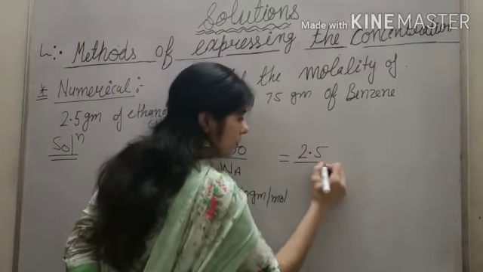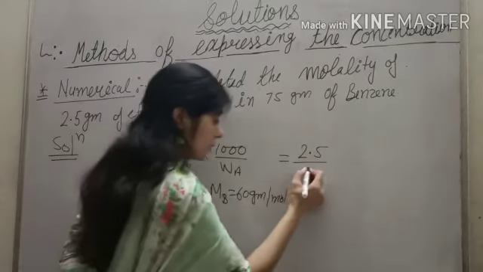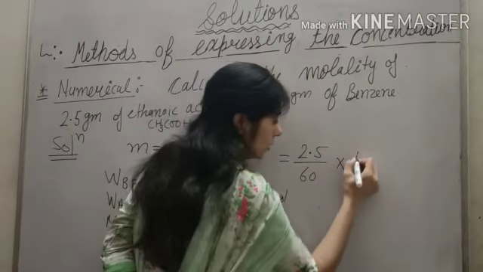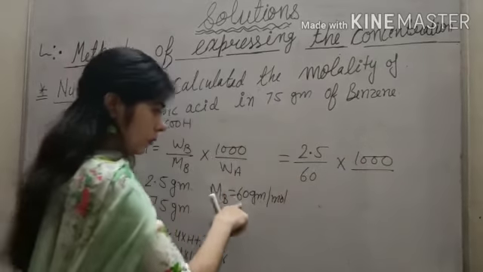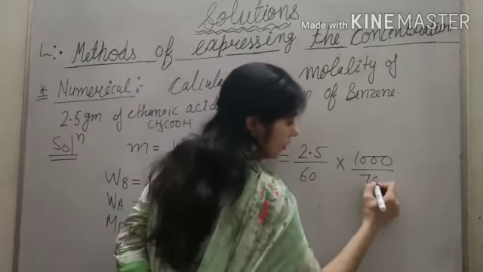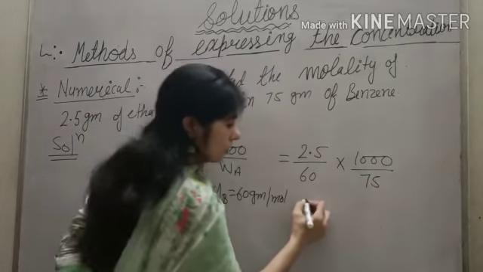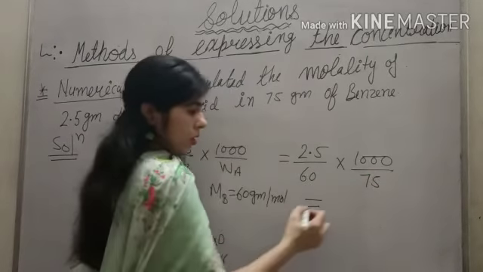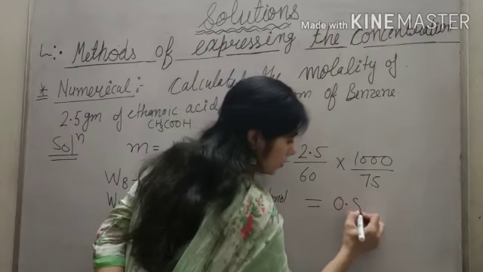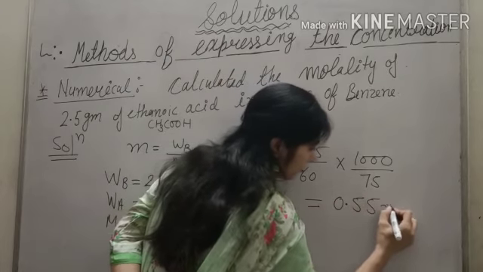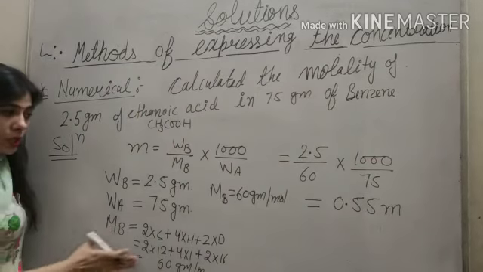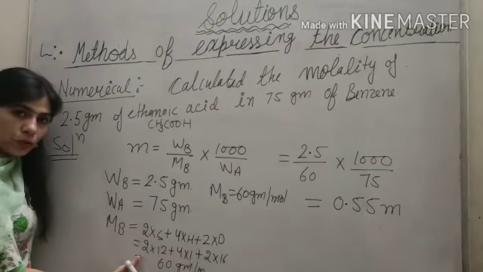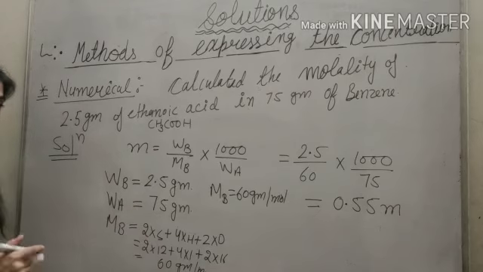Now put all these values in the formula. 2.5 divided by 60, into 1000 divided by 75, and the molality comes out to be 0.55 molal. Okay? I hope it is clear to all of you. Thank you.